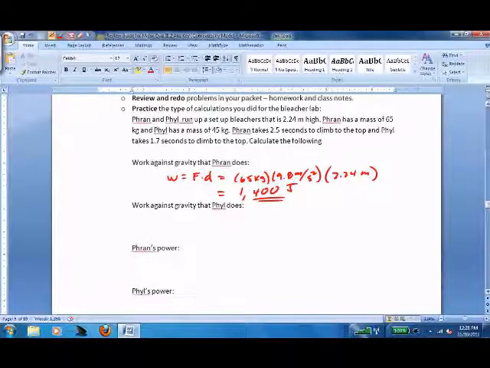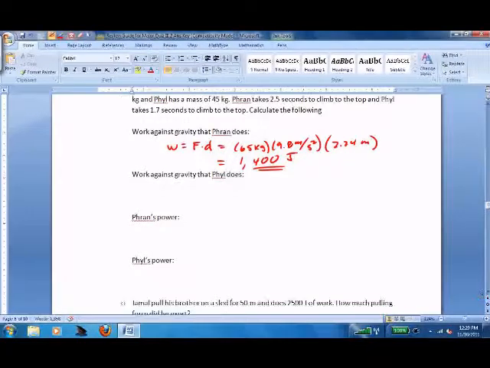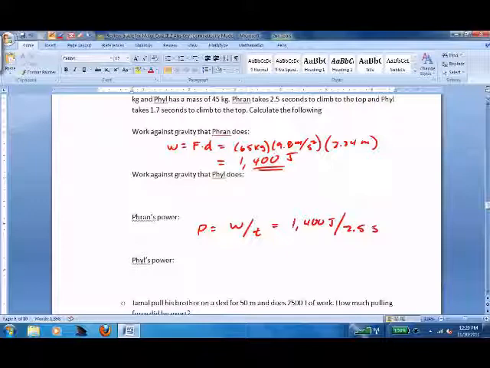The power, since it took Fran 2.5 seconds to get up, work divided by time, 1,400 joules over 2.5 seconds, 560 watts.